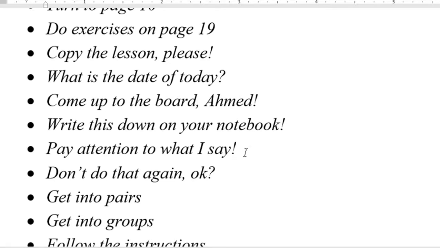Pay attention to what I say. When I say something and you seem like you don't really pay attention to it, I can say, hey, pay attention to what I say, which means that what I'm saying is very important. So you have to be careful, pay attention to it, and focus, concentrate, all that. So don't do that again. If I see you do something bad, something that is not acceptable, I can say, hey, don't do that again.